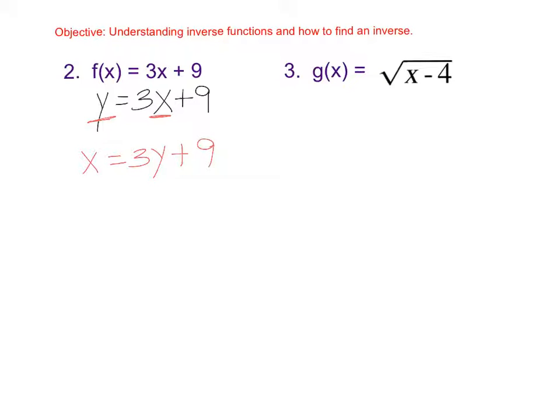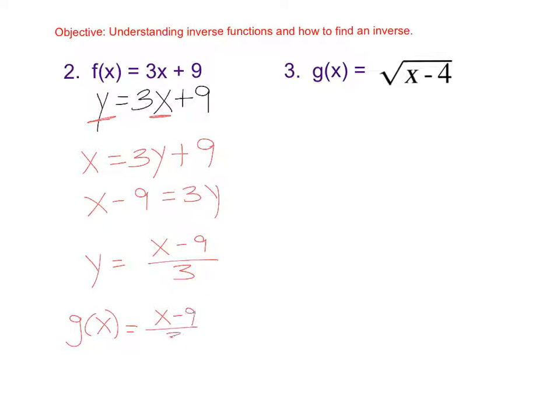So subtract 9 on both sides. Divide by 3. And that's our g of x. That's our inverse. X minus 9 all over 3. If you want to write it 1/3 x minus 3, you can. You don't have to. All right, let's try the next one.